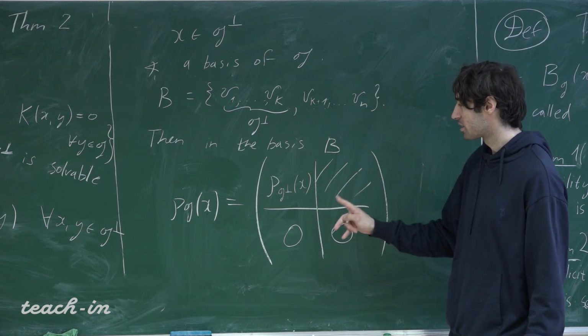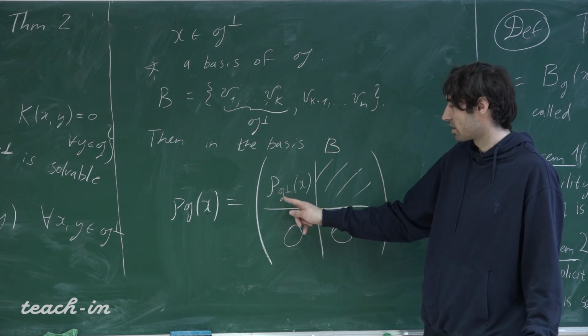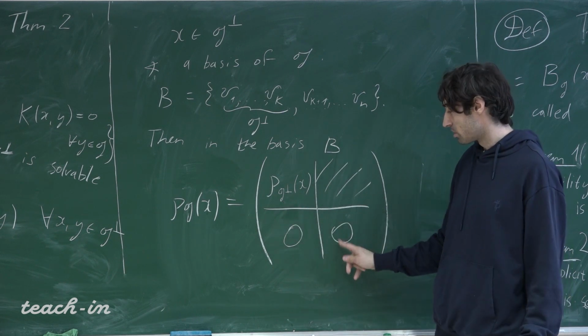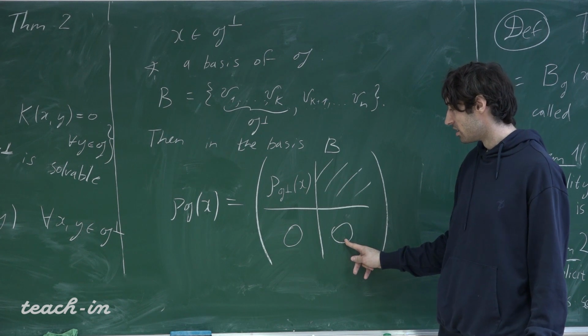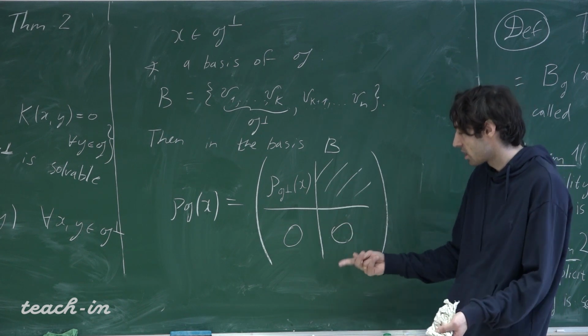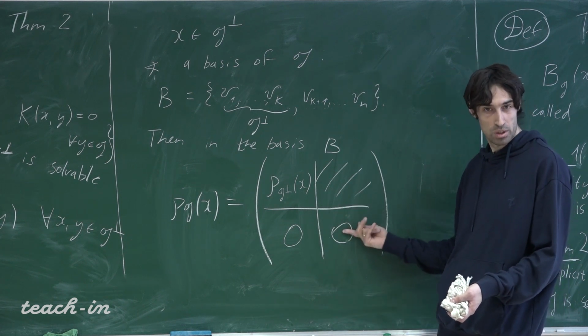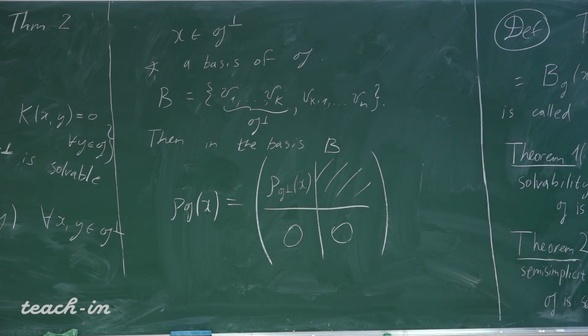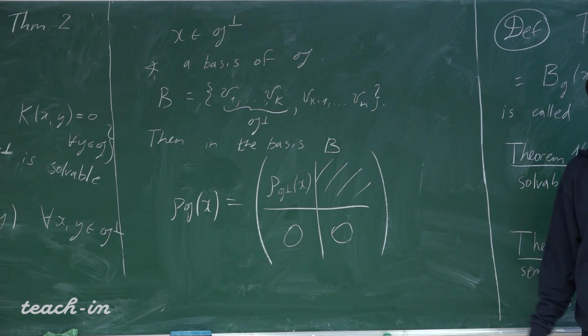Right, so we're using only the fact that G orthogonal is an ideal. So you don't have anything here. If it's a subalgebra, then we would have. But since it's an ideal, it looks like that. But once I draw this picture, everything is clear, right?